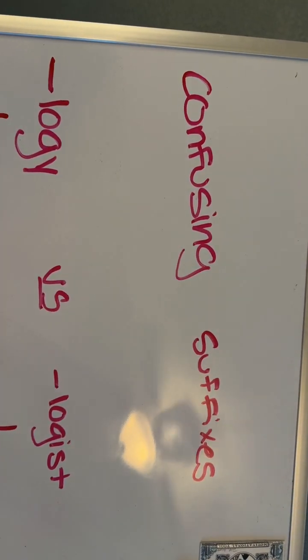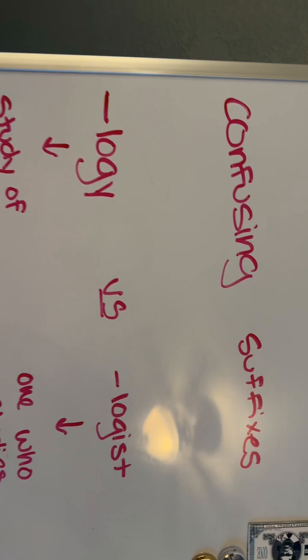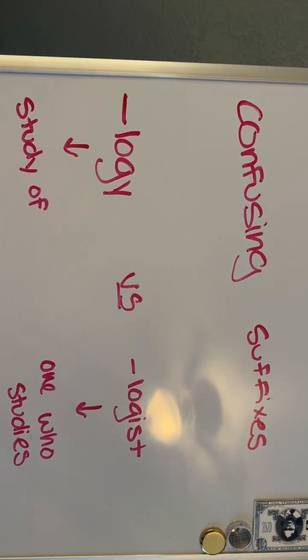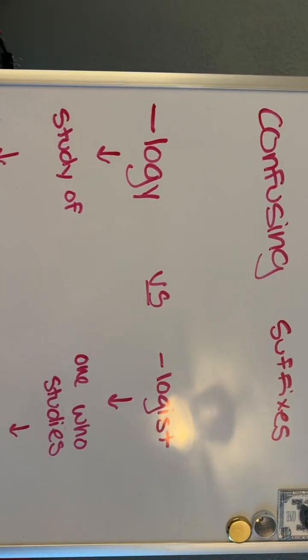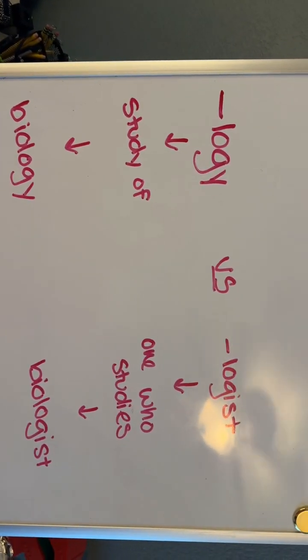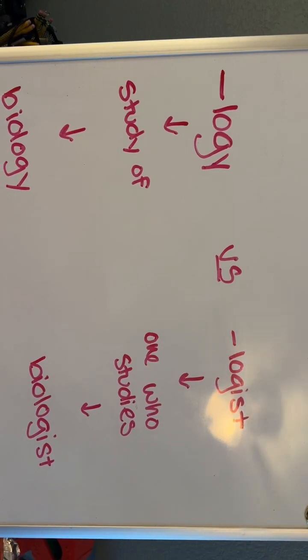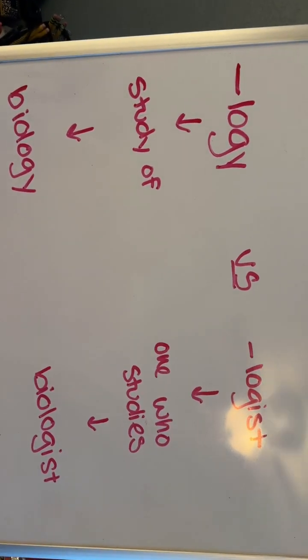Another good example of confusing suffixes is logy versus logist. Logy is the study of, while logist is one who studies. An example of logy would be biology, which is the study of life, and an example of logist is biologist, which is one who studies life, and specifically one who studies biology.